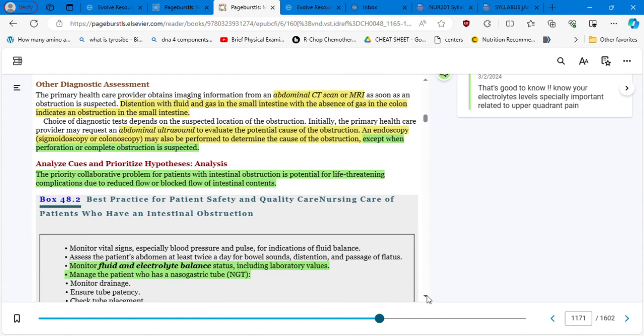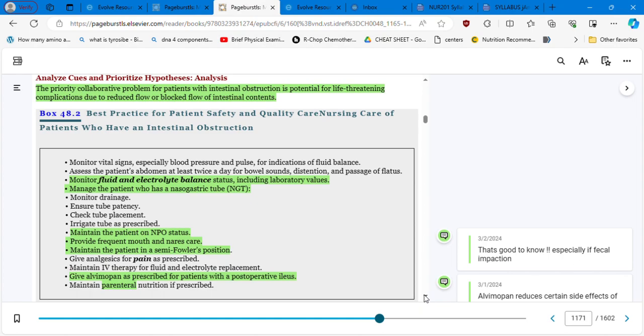Other diagnostics: abdominal CT scan or MRI always show distension with fluid and gas in the small intestine with the absence of gas in the colon, which indicates an obstruction in the small intestine. Abdominal ultrasound to evaluate the potential cause of the obstruction. Endoscopy, which could be sigmoidoscopy or colonoscopy, may also be performed to determine the cause of the obstruction, except when perforation or complete obstruction is suspected.